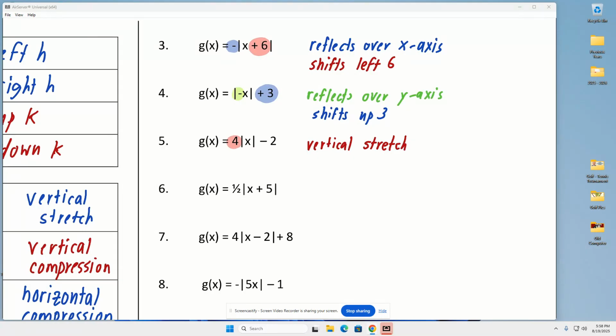And then lastly, on this problem, we're subtracting 2. That is a shift. It's outside, so it's vertical. It's negative, so we go down 2. So this thing shifts down 2.